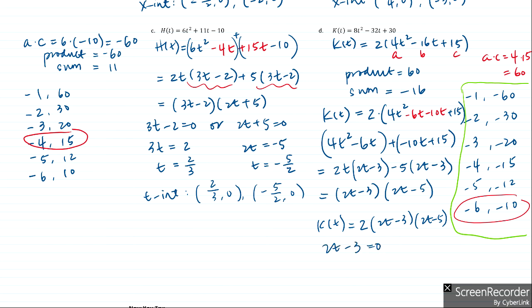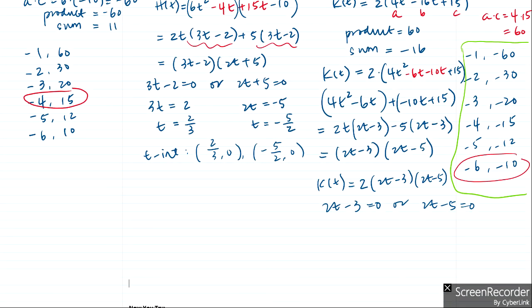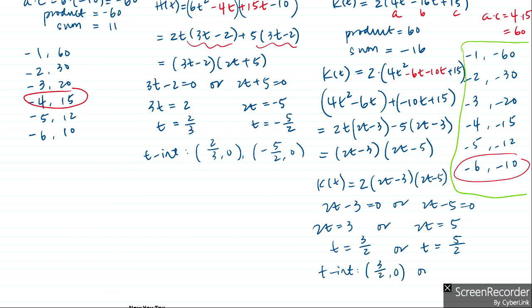2t minus 3 is equal to 0, or 2t minus 5 is equal to 0. With this, we would get 2t is equal to 3, or 2t is equal to 5. So t is either equal to 3 halves or 5 halves as a solution. And therefore, the t-intercepts, or horizontal intercepts, are 3 halves, comma 0, and 5 halves, comma 0. And that's how we can solve this problem.